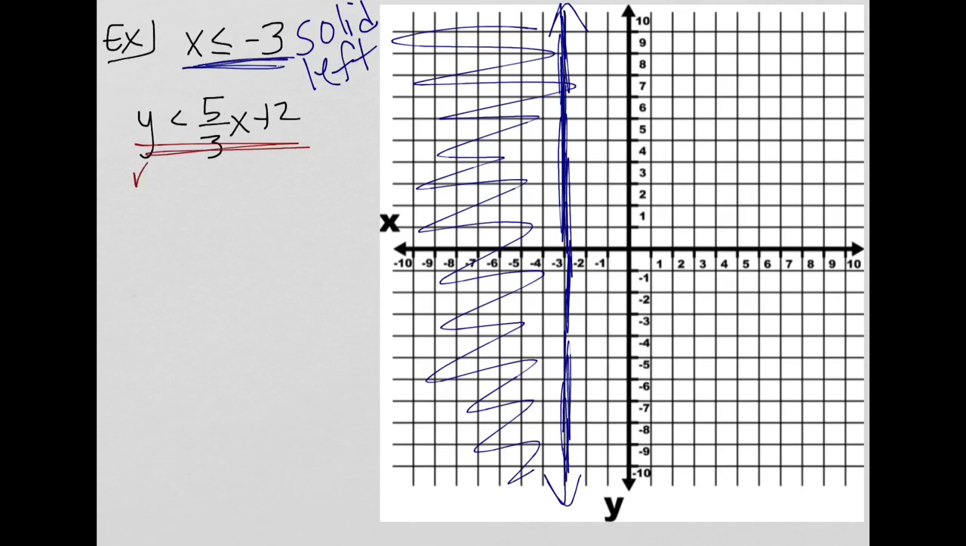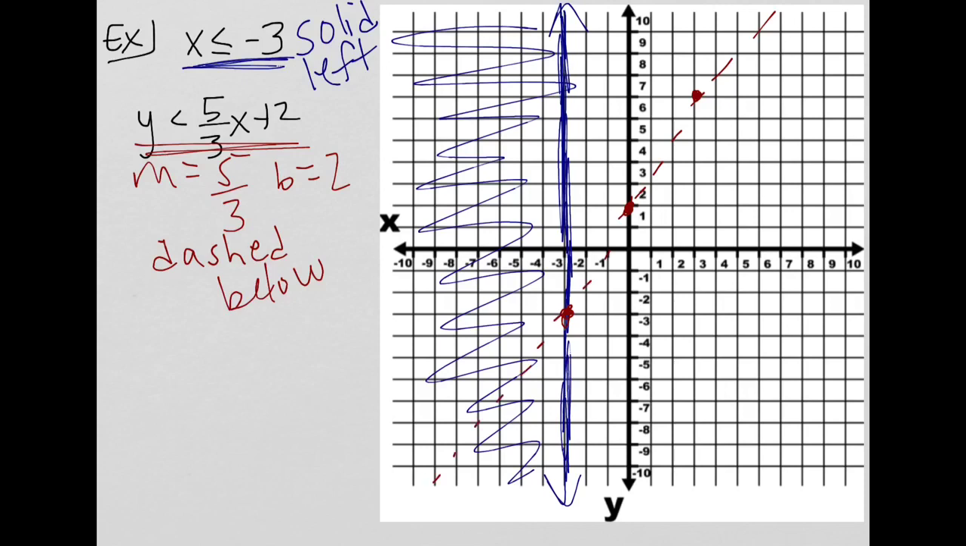Alright, this other one, the slope is 5/3. The y-intercept is 2. It's going to be a dashed line this time because there's no equal sign underneath the inequality. And we're going to shade below because it's less than. So we're going to go up to +2, put a point, go up 5/3. And again, they cross, but that is not our solution. Alright, so there's our dashed line. We said we're going to shade below, so everything below this line is red.